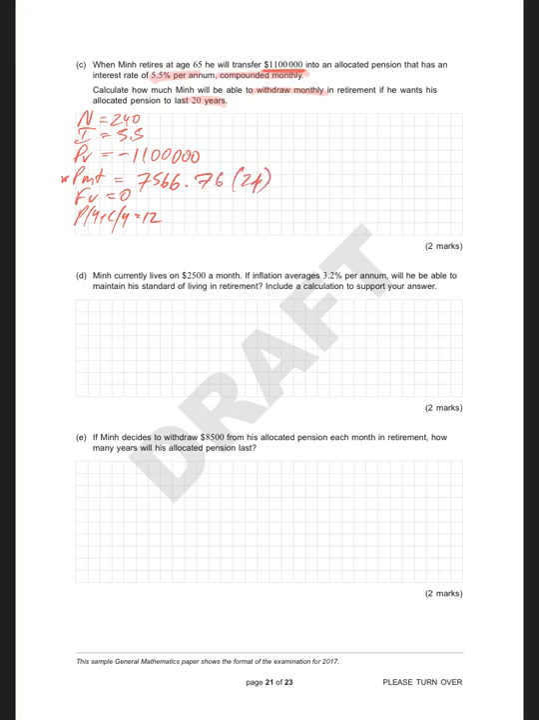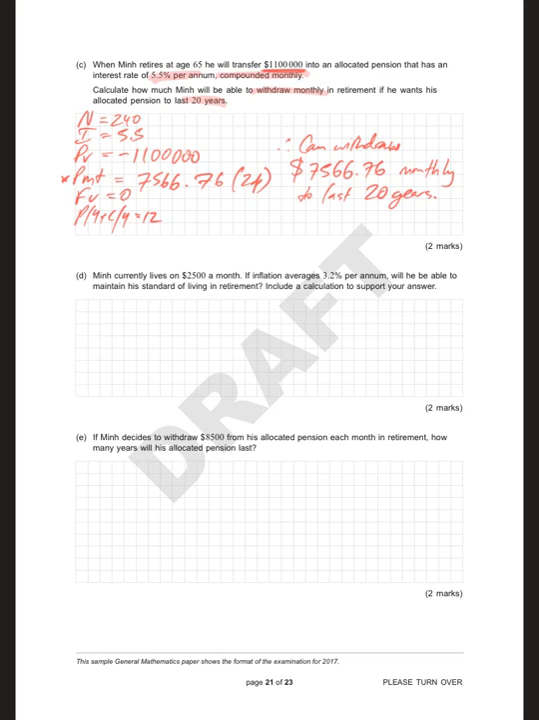So that seems like quite a lot. Therefore, he can withdraw $7,566.76 monthly to last 20 years. Min currently lives on $2,500 a month. If inflation averages 3.2%, will he be able to maintain his standard of living?